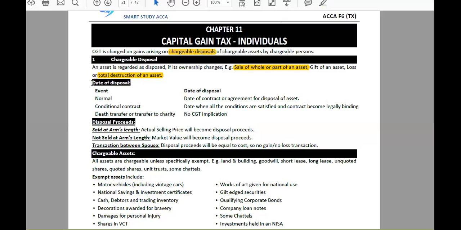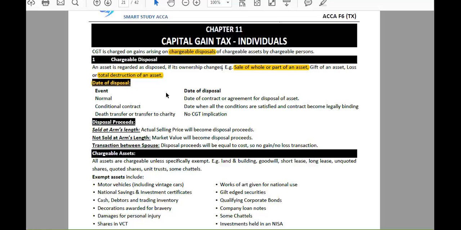The next point which we are going to discuss is date of disposal. How do we determine the date of disposal? Students, please remember, in the UK, the tax year runs from 6th April till 5th April. So our examinable tax year is 2019-20, and it will start on 6th April 2019 and end on 5th April 2020.